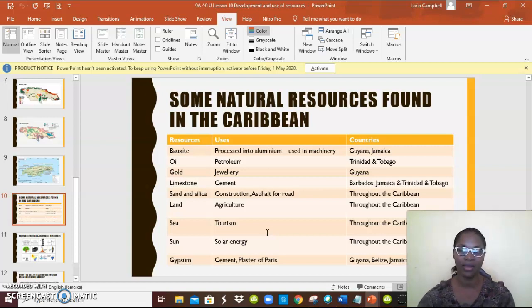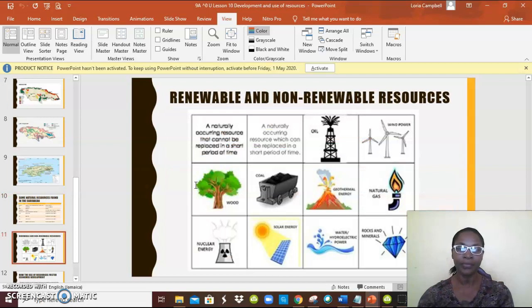So there are others. And feel free to go ahead and do extended research into the resources of Jamaica and the Caribbean. Now, this is an activity I would want you to complete as was instructed in the WhatsApp group. You're going to classify these into two categories, renewable and non-renewable resources.